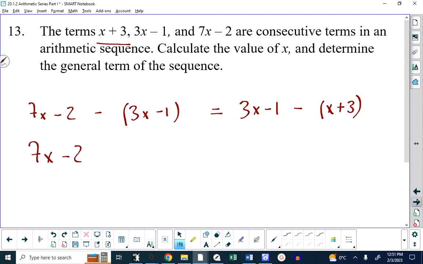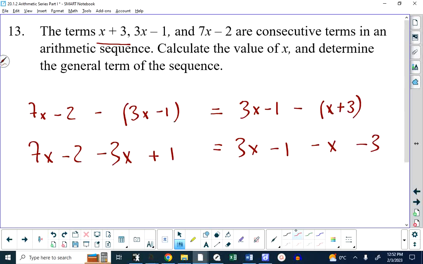I say minus 3x and minus negative 1. Minus 3x minus negative 1. So when you subtract a negative, it becomes positive. And then over here, I have 3x minus 1, and it's minus x, and it's minus 3. We in agreement there? Okay.